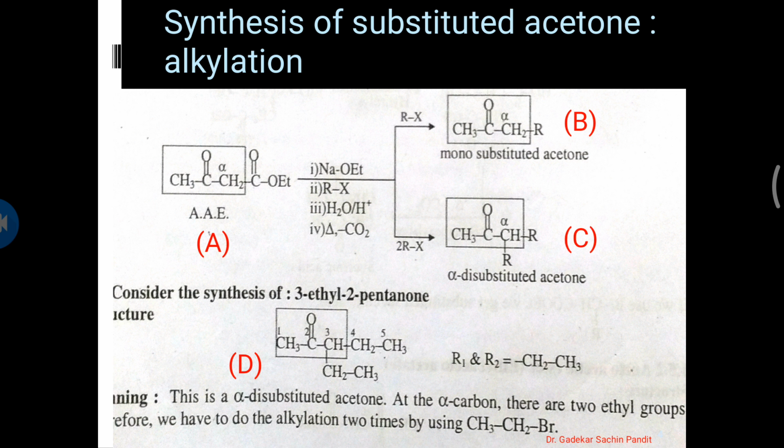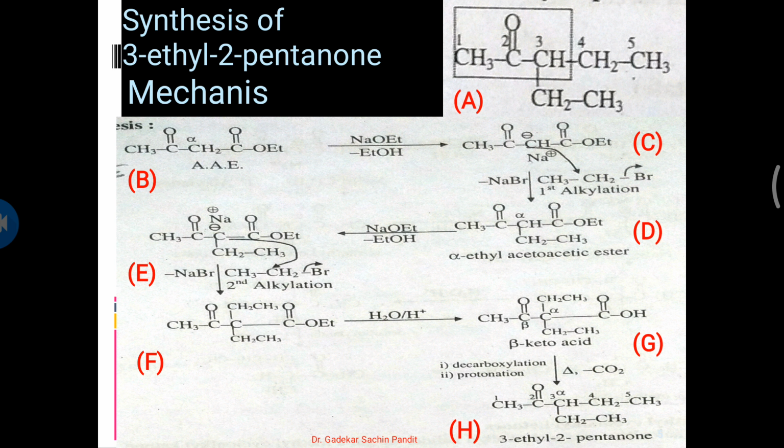Consider the synthesis of 3-ethyl 2-pentanone. How can we synthesize 3-ethyl 2-pentanone by using acetoacetate? So here is the mechanism of synthesis of 3-ethyl 2-pentanone. Compound A is the 3-ethyl 2-pentanone to be synthesized.